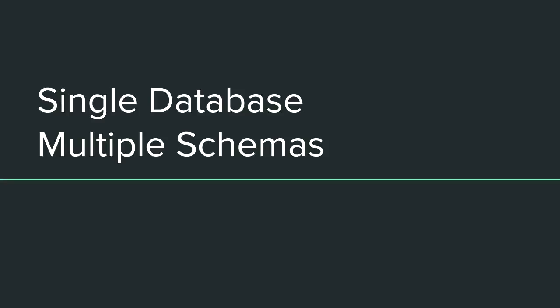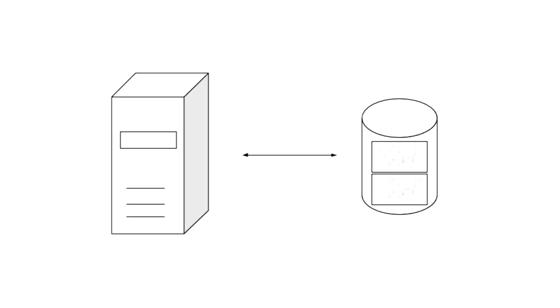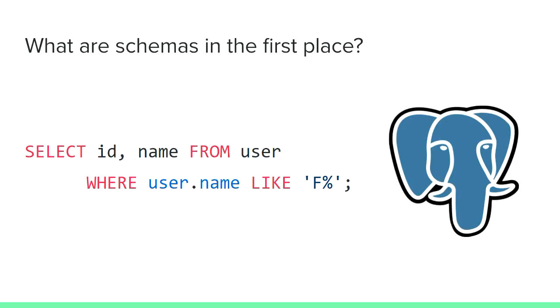The last approach I want to show is the single database with multiple schemas. And that's the most interesting one because not many people know about it. The way it goes is you have a server, and you have one database with multiple schemas. But what are schemas in the first place? And from now on, every time I talk about schemas, I'm talking only about Postgres because it supports it. If you go to MySQL, it won't support it, for example.